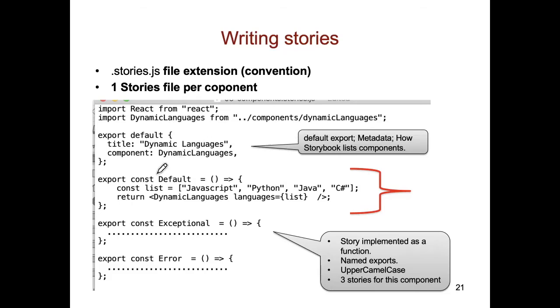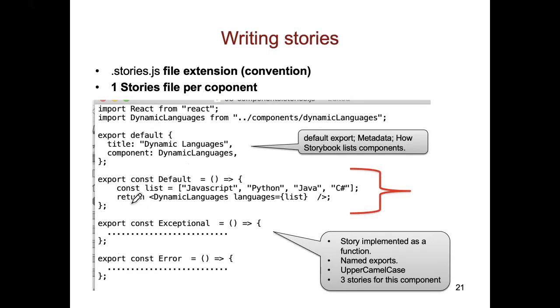You then have to implement each story, and each story is implemented as a function, and I'm using the arrow function syntax. And don't confuse default here with default up here. I should have used a different name here. Maybe I should have used basic, okay? But you've got one of these now for each story that you've identified for your component. And for our dynamic languages component, I decided there were 3 stories, as I explained earlier on. So these are the implementations of the 3 stories.